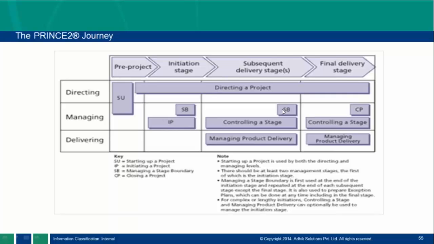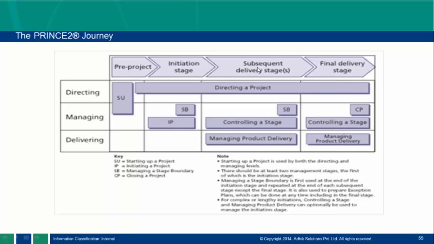Then we have controlling a stage. So controlling a stage for both, we need to control all the subsequent delivery. We need to control design, development, testing. So there we need to control what? We need to control everything. We need to control my cost. We need to control schedule. So everything we need to control to make my project successful.